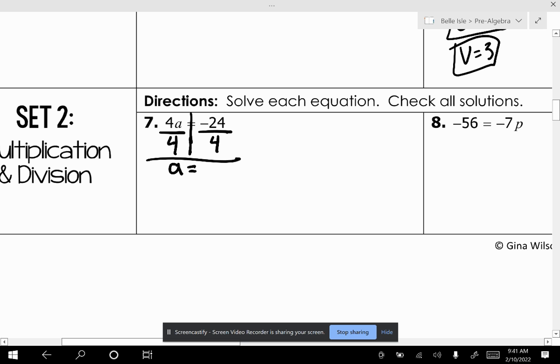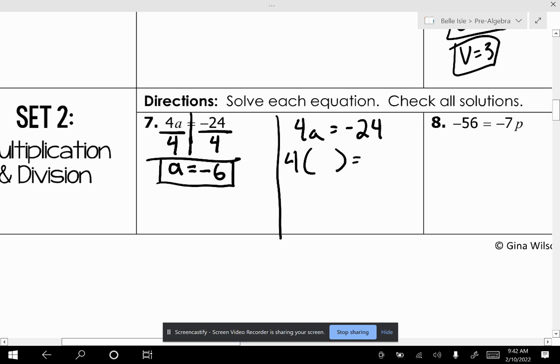What is negative 24 divided by 4? There you go. Then we're going to check. We've got 4a equals negative 24. I'm going to do 4 times a in parentheses. In parentheses, I'll put negative 6. That's going to give us negative 24 equals negative 24, which is true.